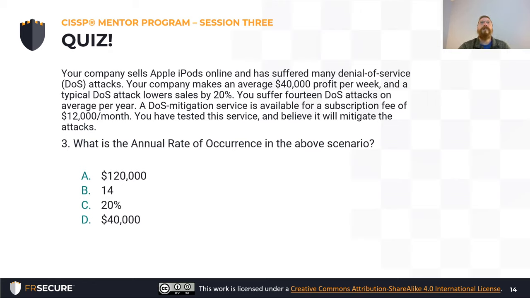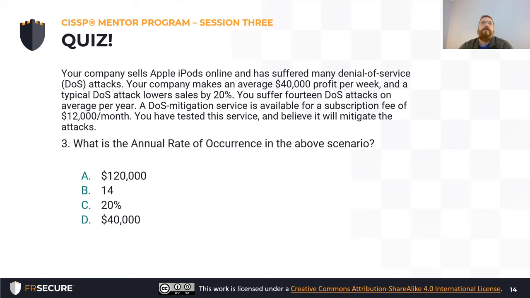Good start. All right. So here is what we were talking about with the rate of occurrences and annualized loss expectancy. So huge tip for you all on taking this exam. When you see a big paragraph up here, don't read it. Save yourself the time. Go and look at what the question is actually asking. Then go find that in that paragraph.